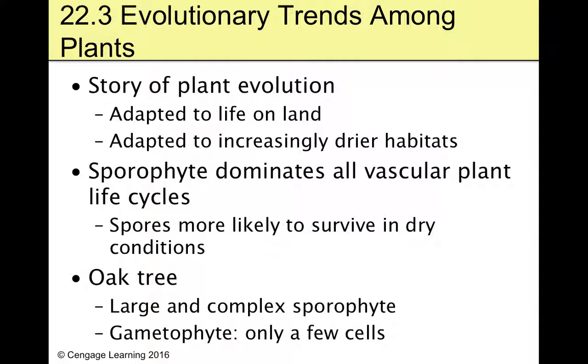And so nowadays, sporophytes dominate all the vascular plant life cycles. Most of the plant is sporophyte, and most of what we see and most of the time and energy is spent on sporophyte. And we think this is probably because spores are more likely to survive in dry conditions.